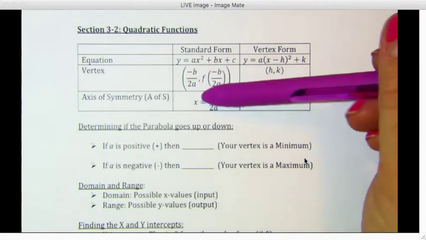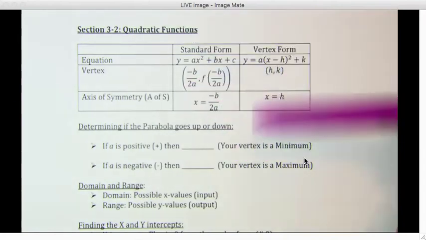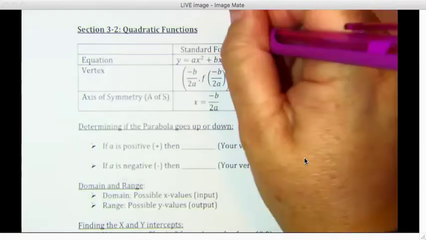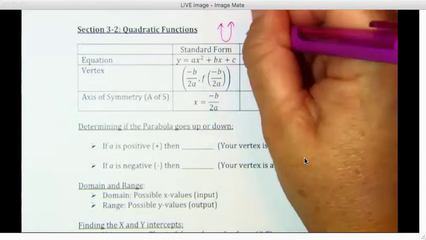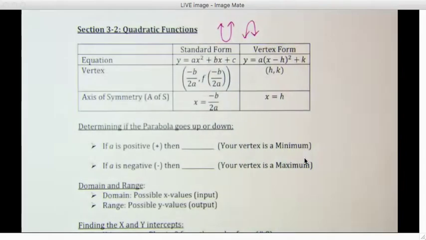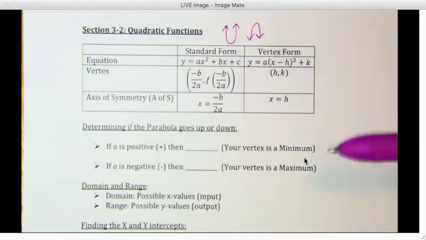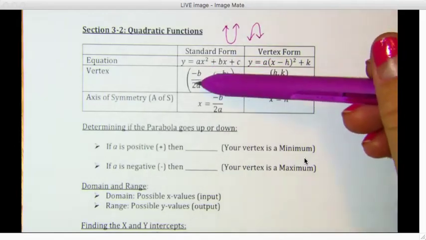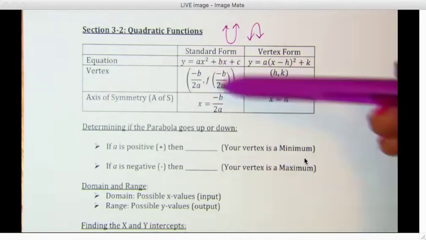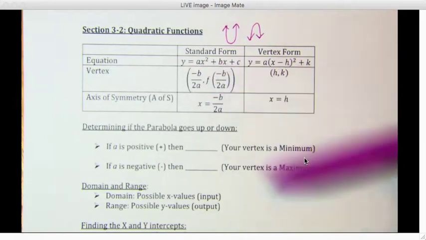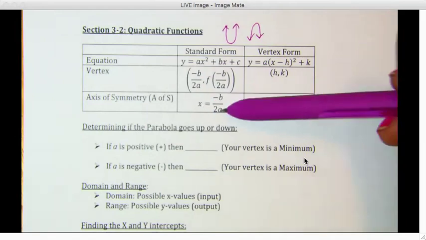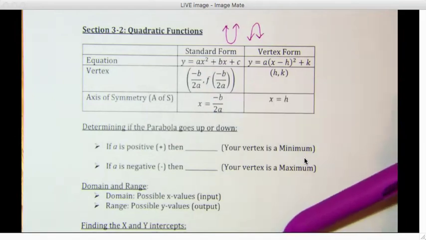And in order to find the vertex of our quadratic function, the shape of a quadratic function is called a parabola. It's either up or down. And in order to find that vertex, that lowest point or highest point, we use negative b over 2a to find the x value, and we plug that back into the function to find the matching y value. That is also the equation for the axis of symmetry.